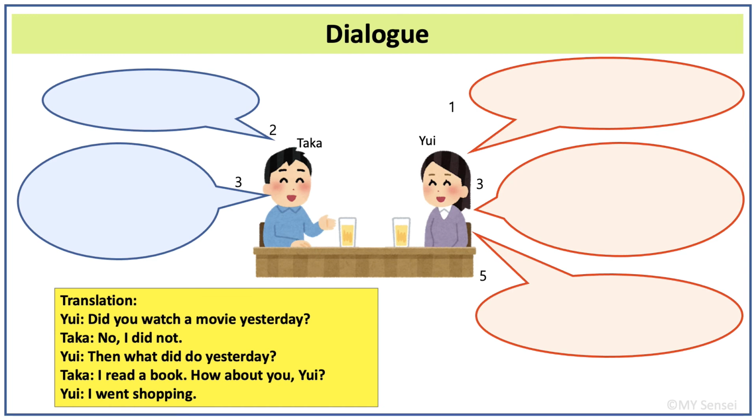Here's a dialogue between Yui and Taka, who talked about what they did or did not do yesterday using mashita and masendeshita forms.